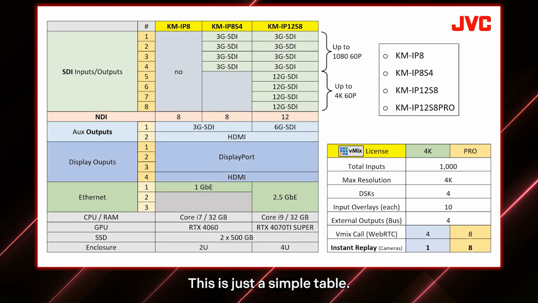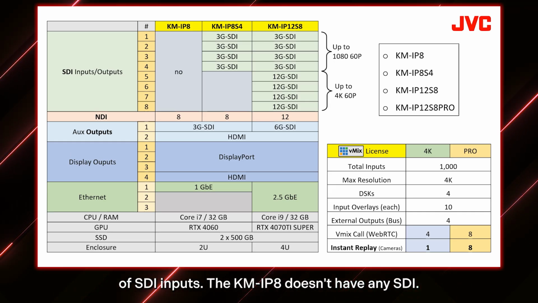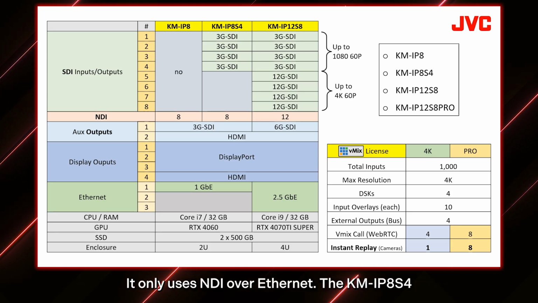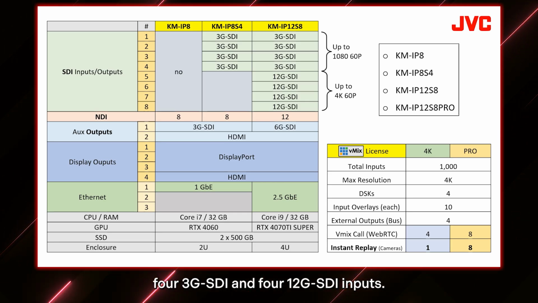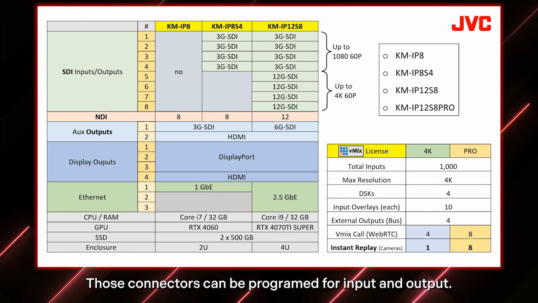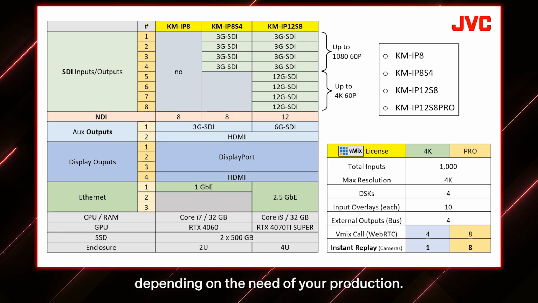This is just a simple table. When you order these mixers, you can look for the amount of SDI inputs. KMIP doesn't have any SDI. It only uses NDI over the Ethernet. KMIP S4 adds 4 SDI inputs, and then KMIP 12S8 has 4 3G SDI and 4 12G SDI inputs. Those connectors can be programmed for input and output, so you can have as many inputs or half inputs, half outputs, depending on the need of your production.